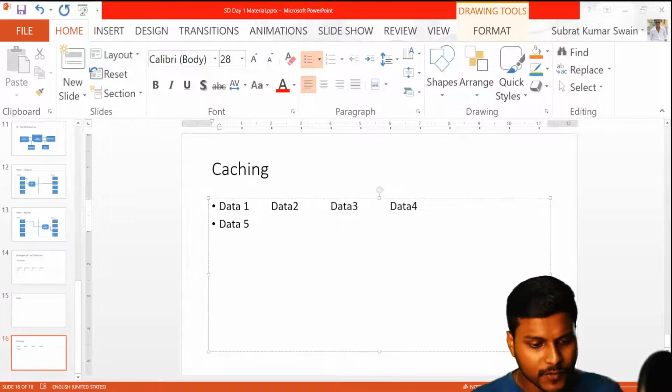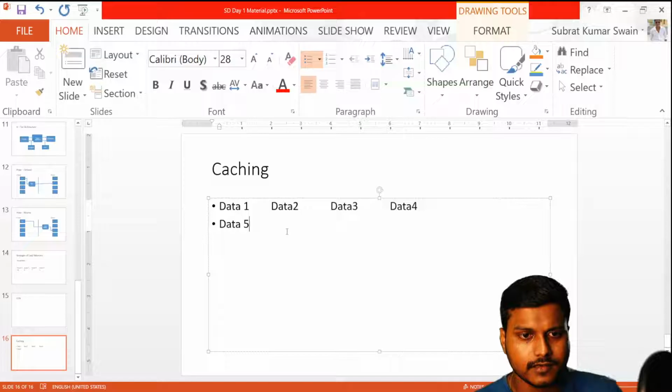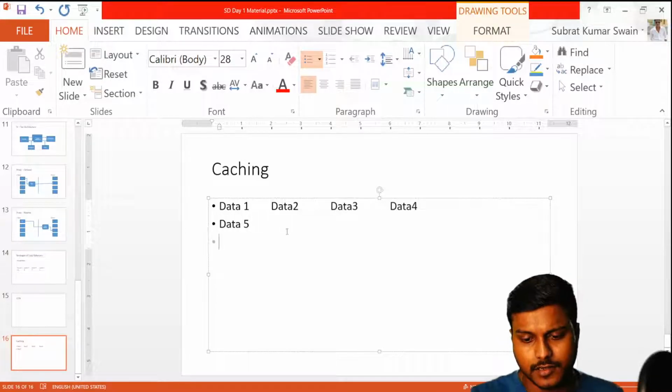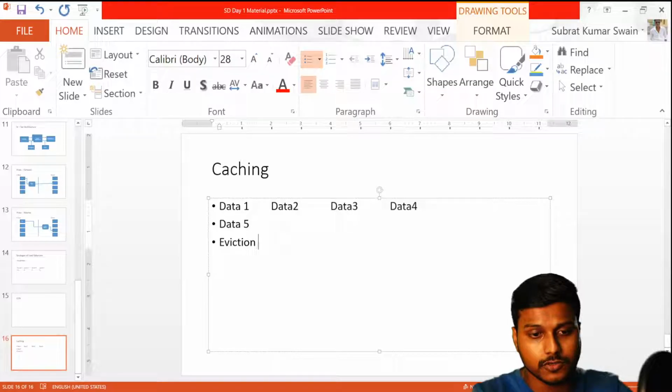So without wasting much time, let's discuss what these eviction strategies, or eviction policies, you can say, are. Eviction policies, I hope the spelling is correct.